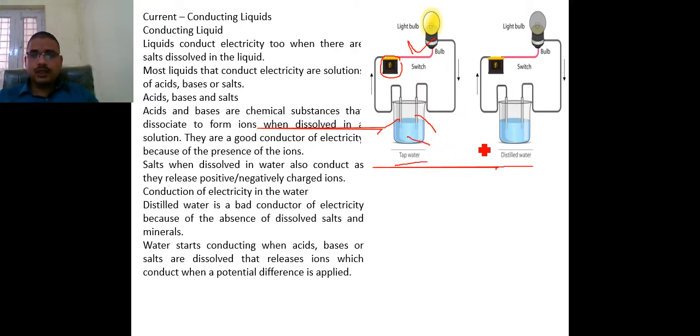In the case of distilled water, the same arrangement is given here. But here there is no flow of current. That means distilled water does not conduct electricity. That means distilled water is a bad conductor of electricity, and this is the chemical effect of electric current.